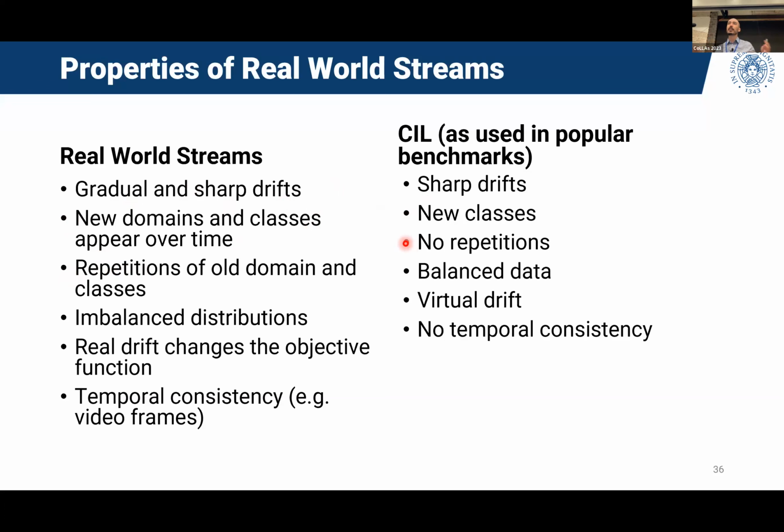If you think about it, if you don't have repetition, you don't really need to remember the old data, because if you don't see it again, you don't really care about it. We have imbalanced distributions, while in class incremental, the datasets that we use are almost always balanced. We want real drift. I mean, this depends on the application, but many times you have real drift, so the objective function, like the boundary between classes, is changing, while in class incremental, it doesn't. And another property is temporal consistency. So if you have, I don't know, a camera in a car, then you have frames from the video. These frames are going to be temporally consistent, while class incremental streams are not.